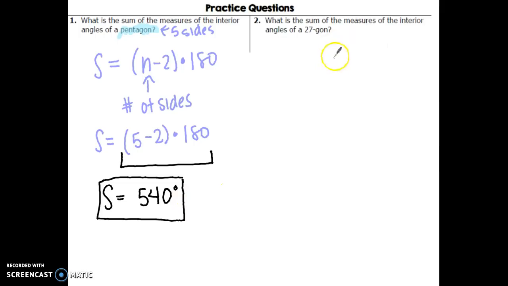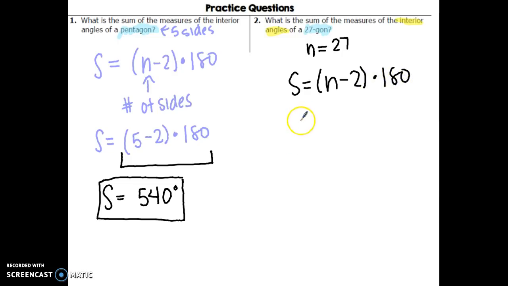For number 2, it says, what is the sum of the measures of the interior angles? Again, it's really important that you guys see what type of angles they are asking you for. And of course, it does say 27 gon, so we know that n, in this case, will equal 27. So of course, same formula because we are looking at interior angles, so we will say S is equal to n minus 2 times 180. So I want you guys to do this one on your own. So pause this video and call me when you are done so I can check off your name off of the list and check that you got the right answer.